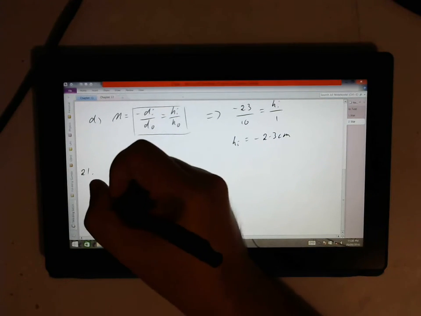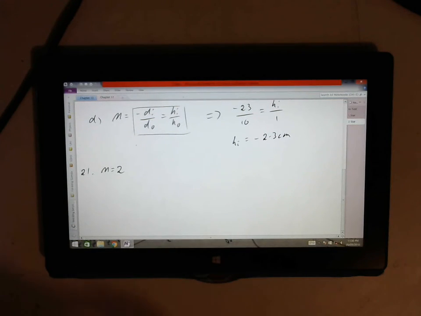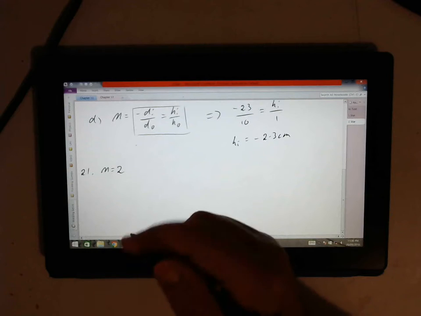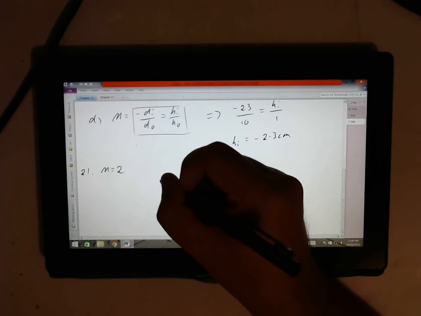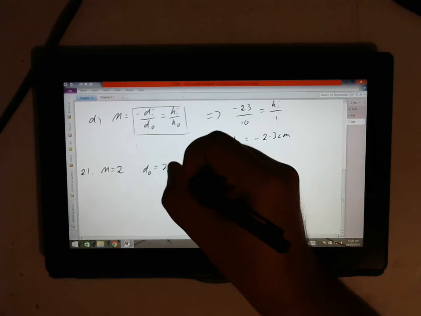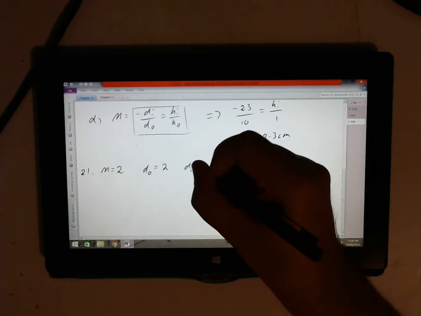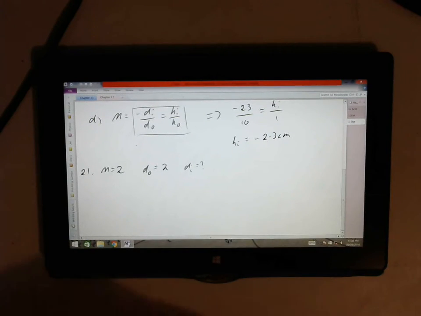So let's list down what we have here. We know that M equals 2. Okay, and hence we know that DO equals 2 as well. Okay, so first step is we need to work out what is DI equal to.